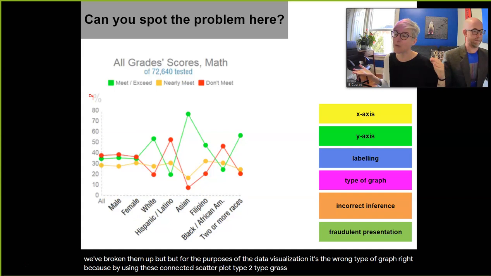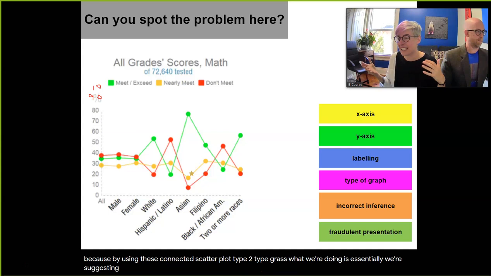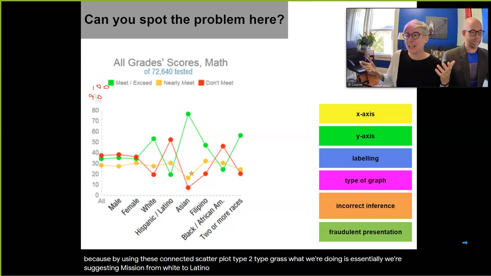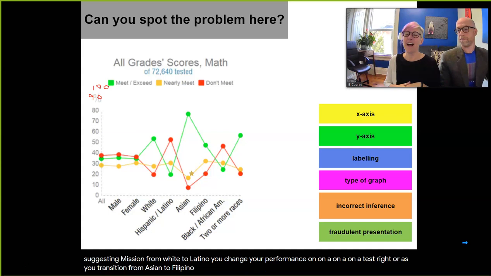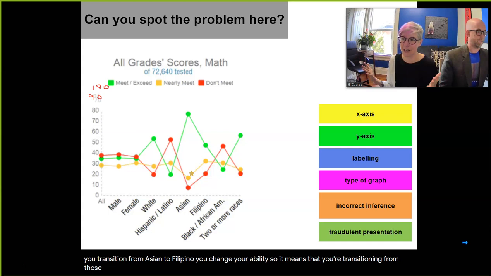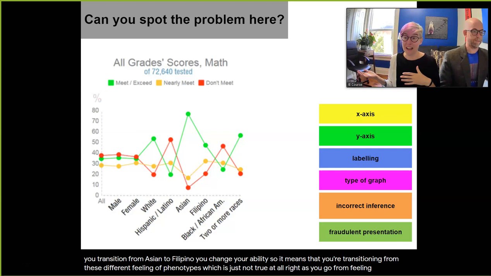type graphs, what we're doing is essentially suggesting that as you transition from white to Latino, you change your performance on a test, right? Or as you transition from Asian to Filipino, you change your ability. So it means that you're transitioning from these different phenotypes, which is just not true at all, right? As you go from female to white, all of those things. So it's really not the appropriate type of graph.